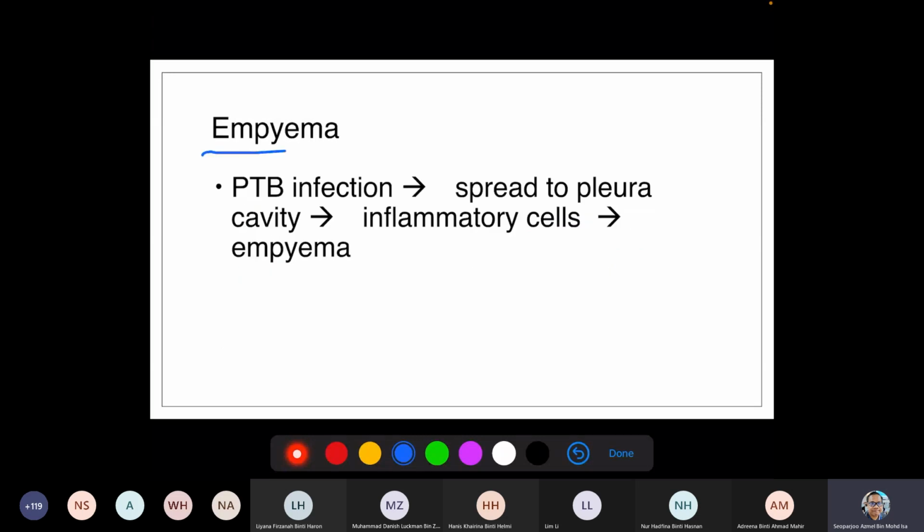Next is empyema. Empyema, as I mentioned before, is a pus collection inside the pleural cavity. How does this happen? It is almost the same as pleurisy, but in pleurisy it is just inflammation that occurs there. In empyema, sometimes the Mycobacterium tuberculosis bacteria can spread to the pleural cavity and stimulate inflammatory cell aggregation or accumulation there, causing it to form empyema. So empyema again is pus in the pleural cavity.